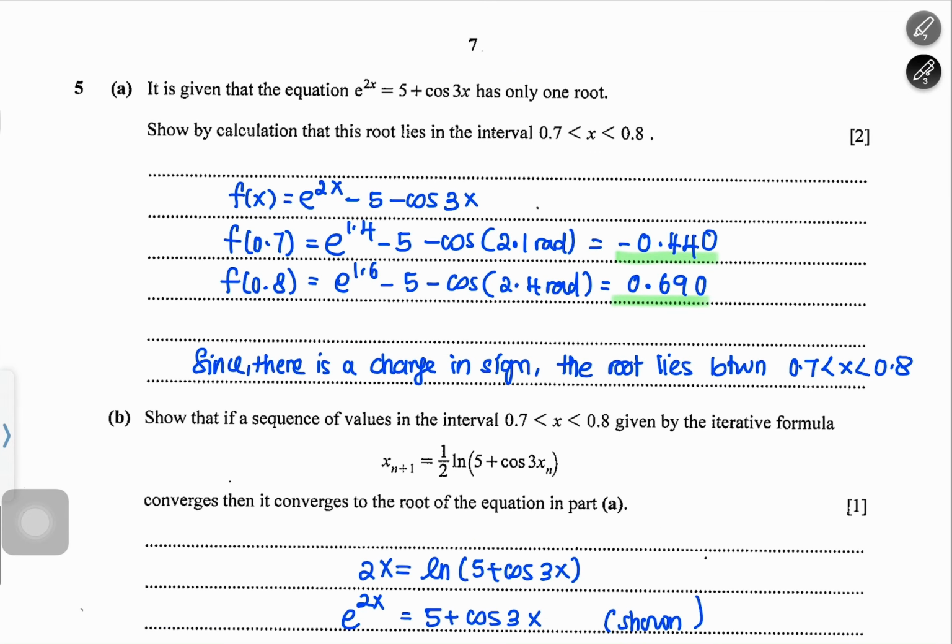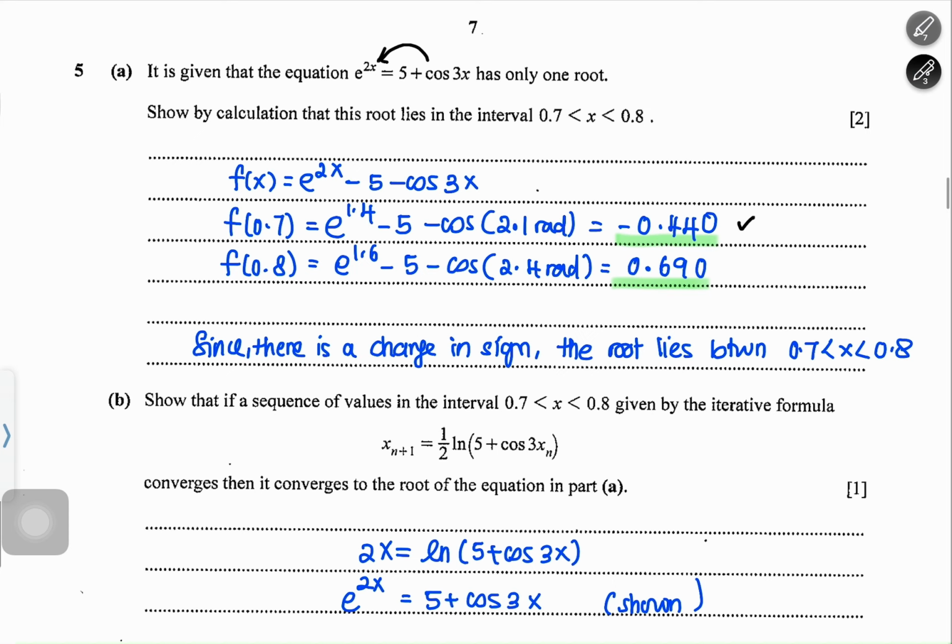For question number 5, this is numerical solution. I think the first part is very easy. I made my f(x) by bringing the 5 plus cos 3x to the left hand side. You can switch it over as well. One of it is positive, the other one is negative. And you can conclude by saying, since there is a change in sign, the root lies between the particular interval.